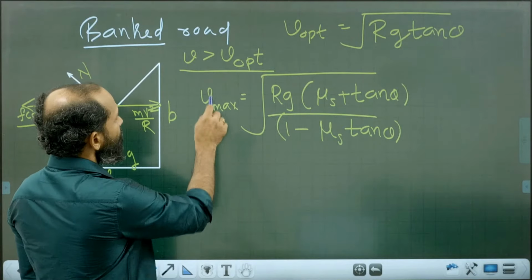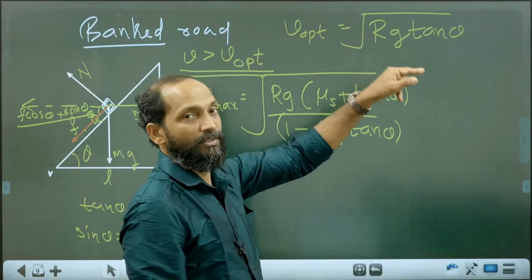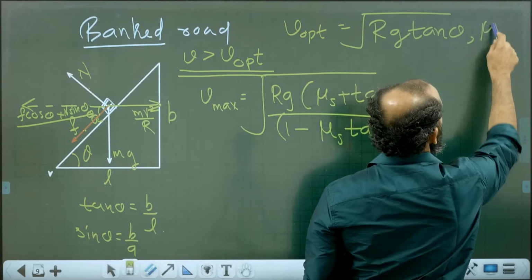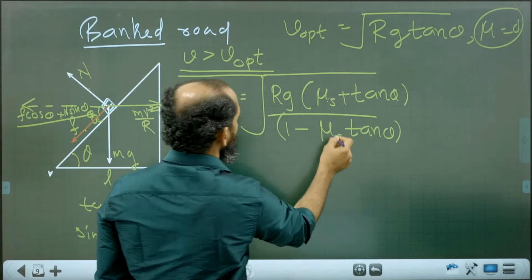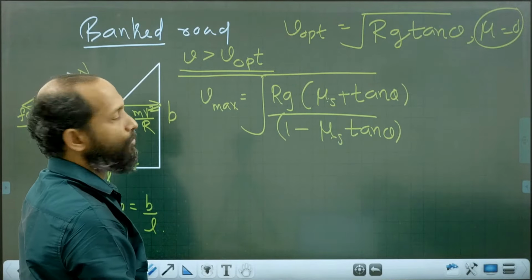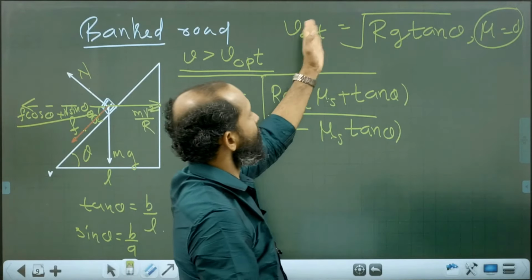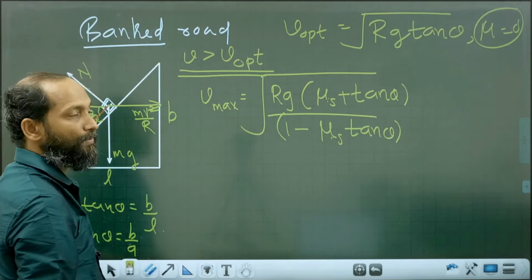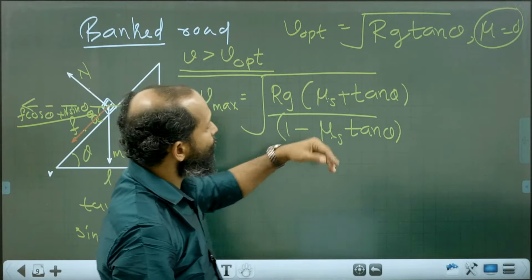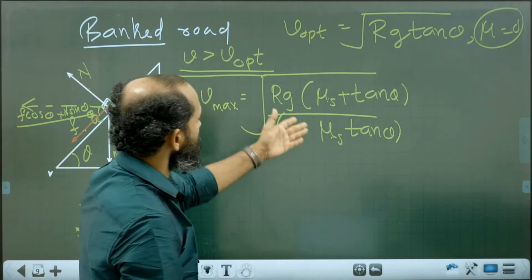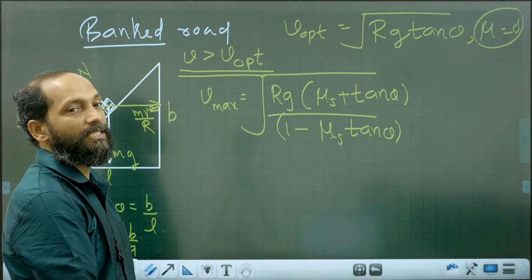Now, this is only used when V is greater than V optimum. And V optimum means what? If we are on a tier, that means mu equal to 0. You can substitute and justify. If mu is equal to 0, V max is equal to root rg tan theta. That is the same formula, so tan theta equals V square by rg. That is asked frequently. And if there is no angle theta, you can get this result as root mu s rg as earlier. This is only true when V is greater than optimum speed.